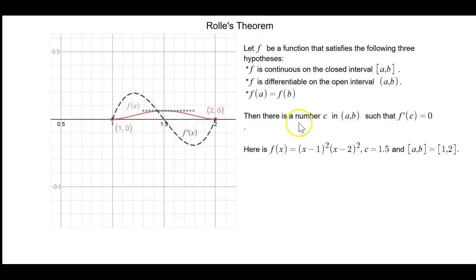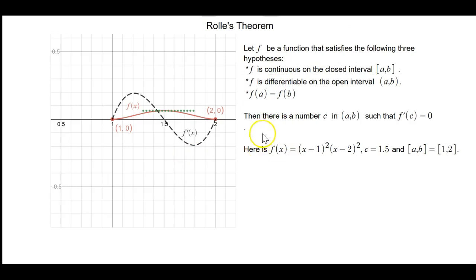Here's another example. It's a little more complex function. The function is this quartic, which has a 0 at 1 and a 0 at 2. So if I make my interval the interval 1, 2, my function is this red solid curve. The endpoints both are 0. This is differentiable, so it satisfies the criteria of Rolle's theorem.